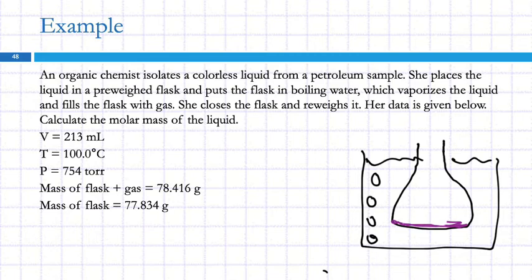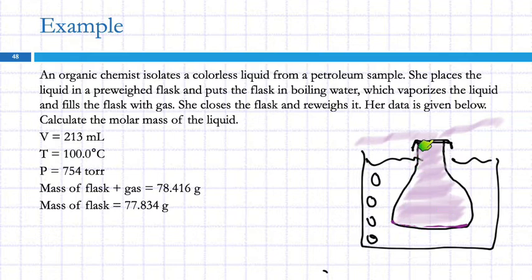Maybe we could do it like this. And now it's filling the flask. And it's actually coming out. So we heat it until you can't see any liquid left. It's all been converted to a gas. And then you close the flask and take it out of the boiling water. So you measure the temperature of the water. That is going to be equal, presumably, to the temperature in the flask, because it was in the boiling water, right?